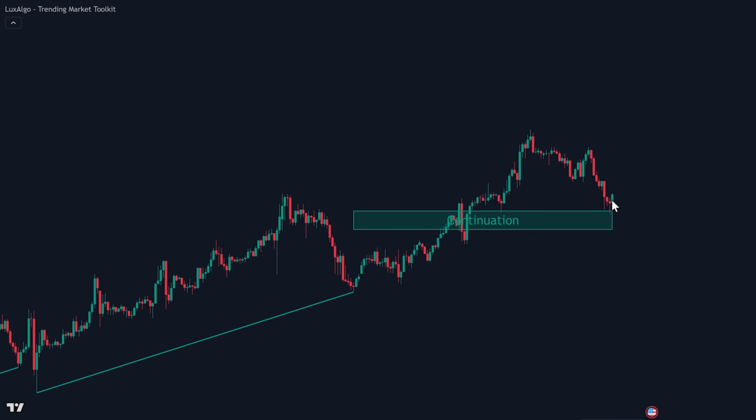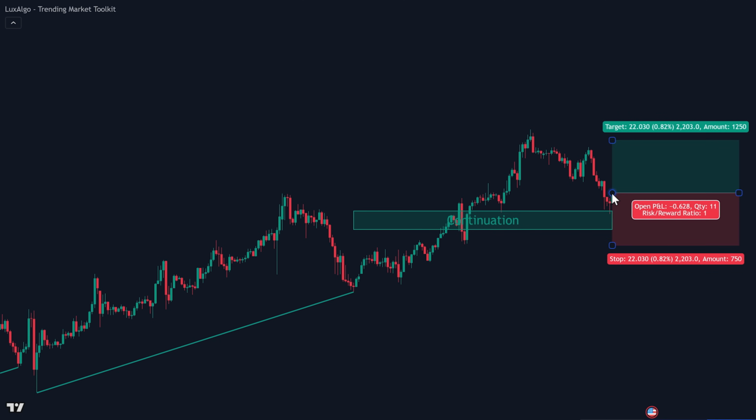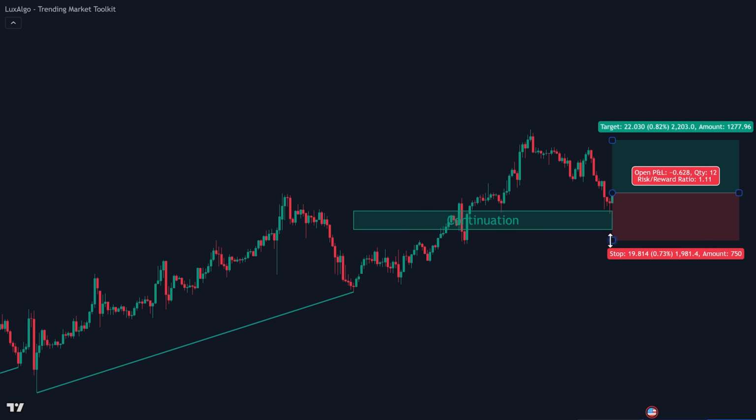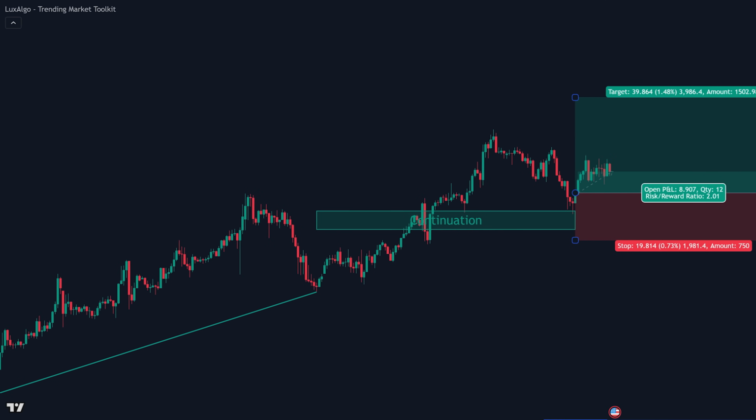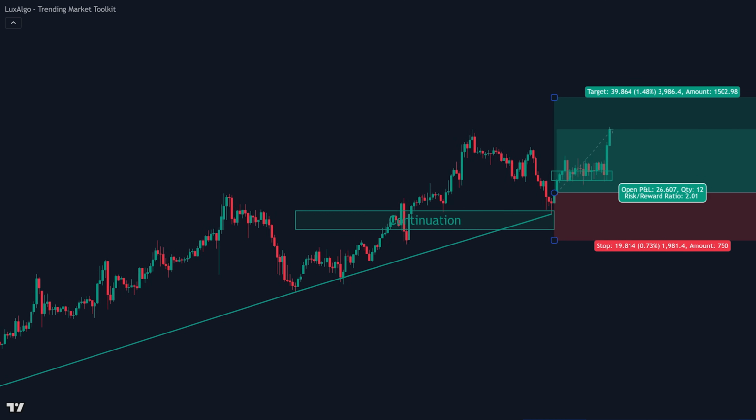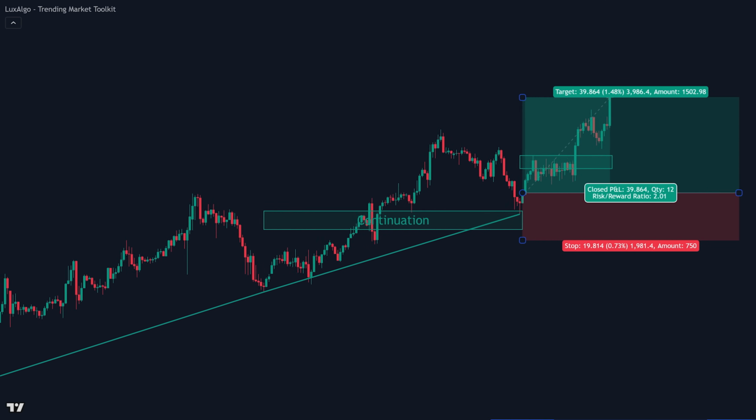Once these rules are met, we enter a buy position. We place our stop loss below the continuation box to allow some breathing room for minor dips. We aim for a 1 to 2 risk-to-reward ratio. Looking at the chart, you can see this trade ended up profitable as price continued moving higher.